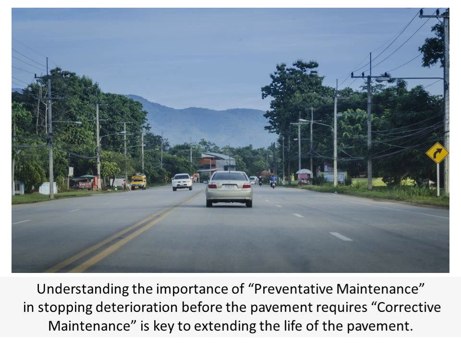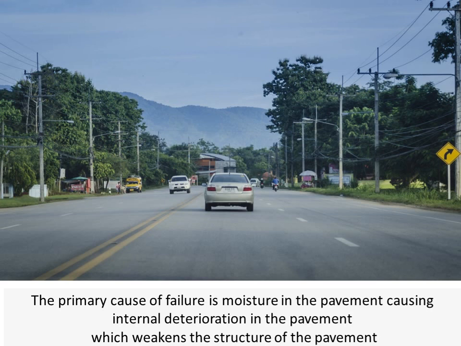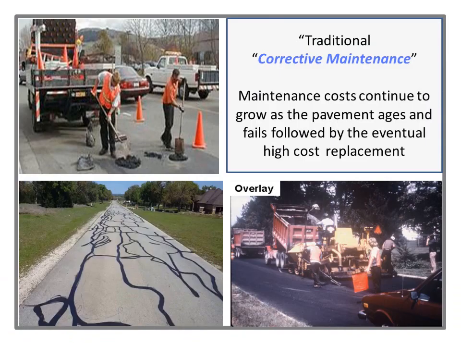Understanding the importance of preventative maintenance in stopping deterioration before the pavement requires corrective maintenance is key to extending the life of the pavement. Waiting until there is visible deterioration sets up the pavement for premature failure and ongoing, continued maintenance. The primary cause of failure is moisture in the pavement, causing internal deterioration, which weakens the structure of the pavement. Corrective maintenance costs continue to grow as the pavement ages and fails, followed by the eventual high cost of replacement with an overlay.